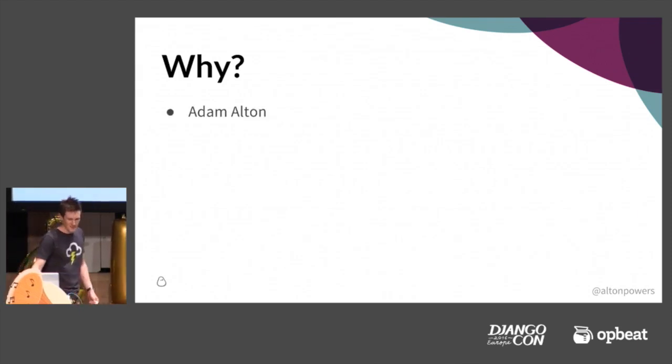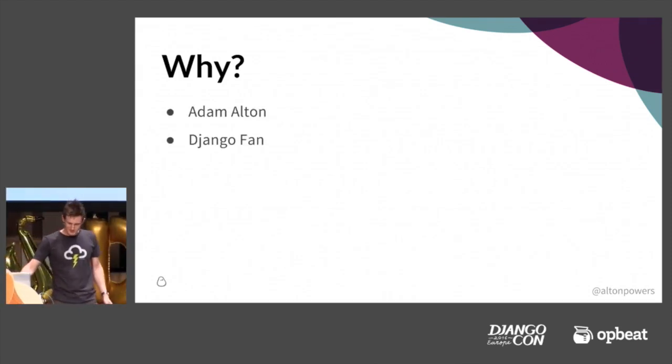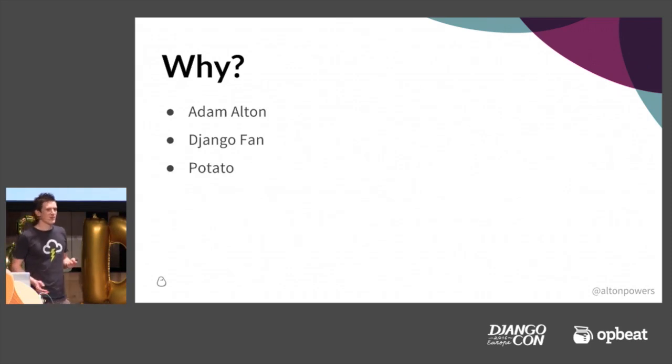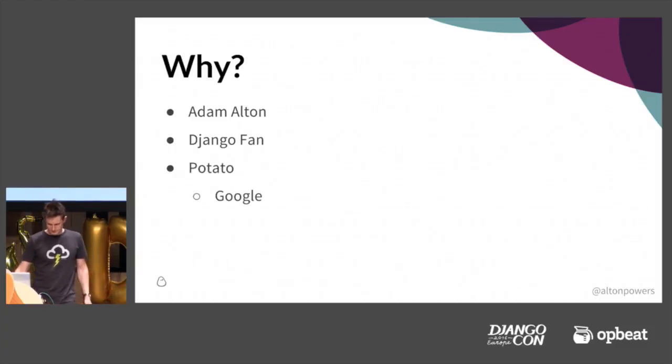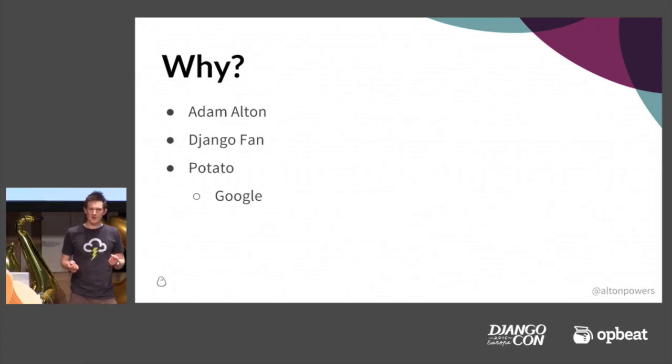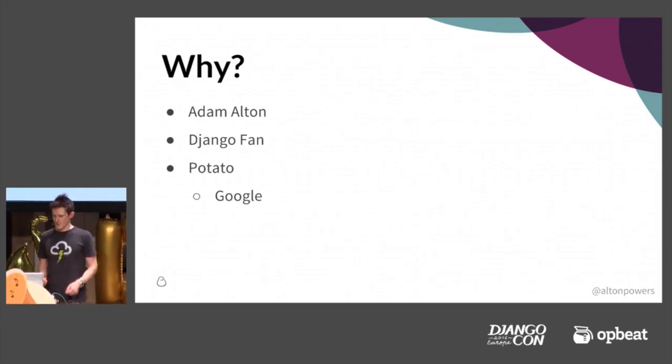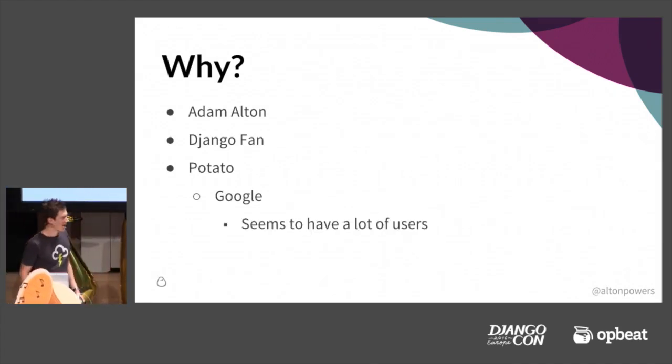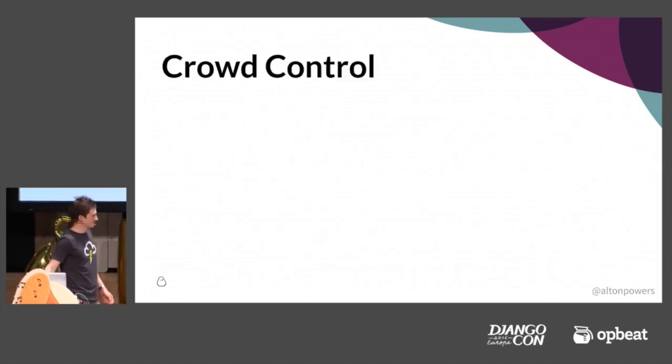So my name's Adam. I'm a big Django fan, and I work at a company called Potato. And at Potato, we build web applications. We're an agency, so we build things for clients, and our biggest client is Google. Now, Google seem to have a habit of sending a lot of users to the things that we build. And this tends to cause a problem.